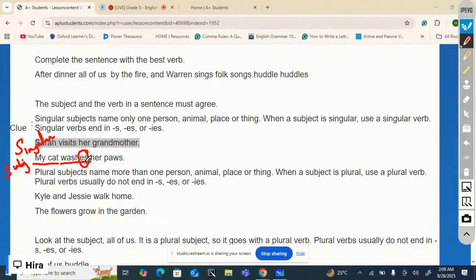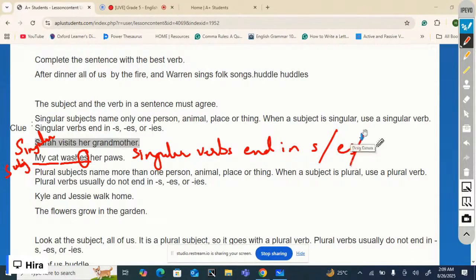So, yes, washes ends in es. It means it's a singular verb because singular verbs end in s, es, or ies. Okay. Do you get this? I hope you do.